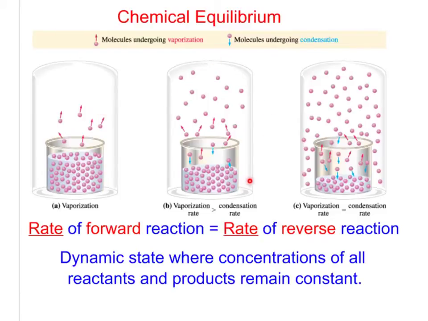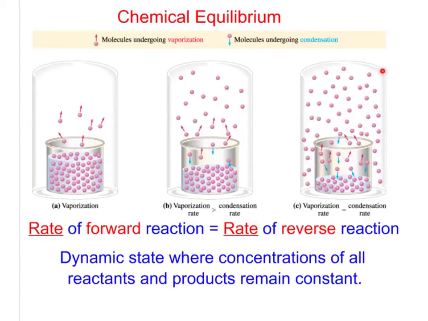Here is a system showing vaporization rate up and a little bit of condensation rate. So there is some condensation happening also. We have more vaporization than condensation. So the vaporization rate is greater than the condensation rate.